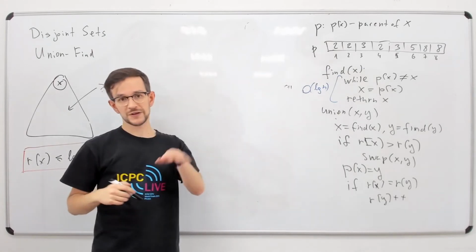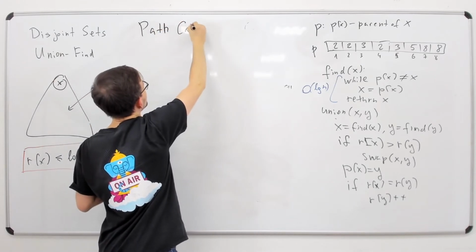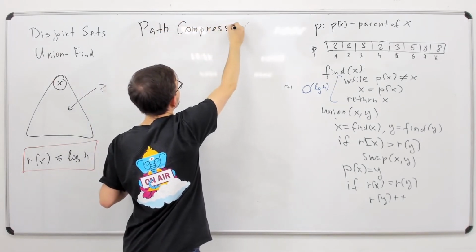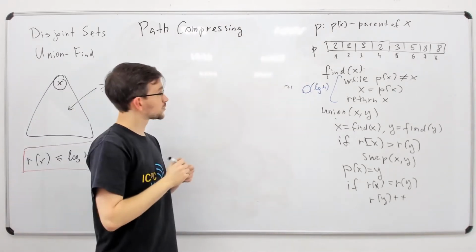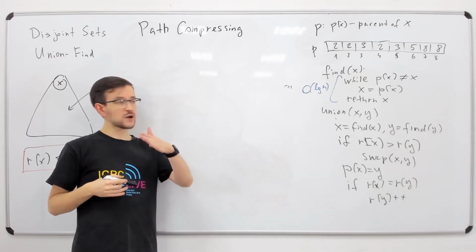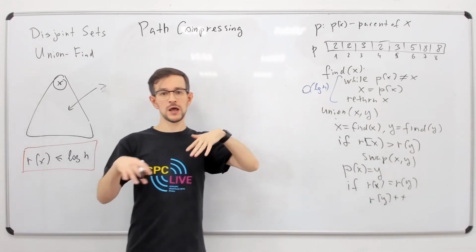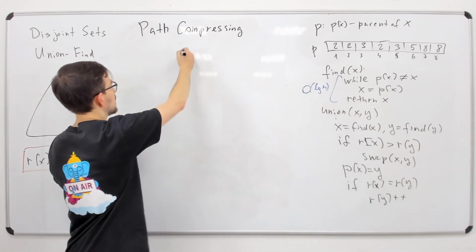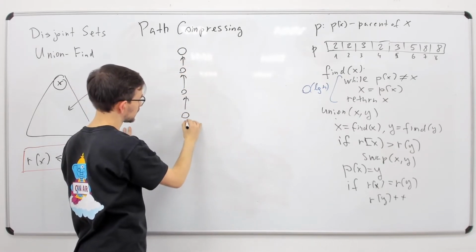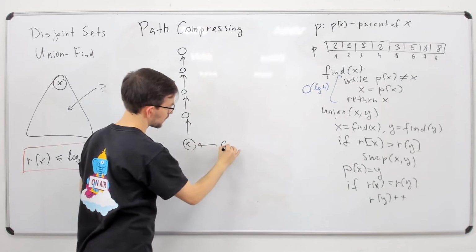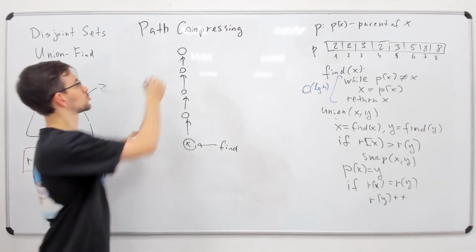This technique is called path compressing. What does it basically mean? Imagine you call this find operation, and it takes a long time, so you have some very long trips to the root. So you call find from here, and you need to follow all this route to the root element.